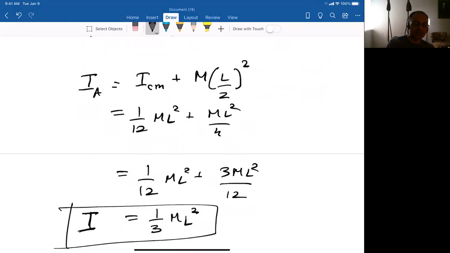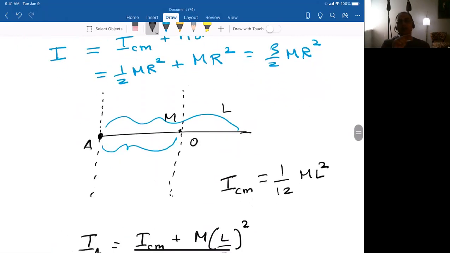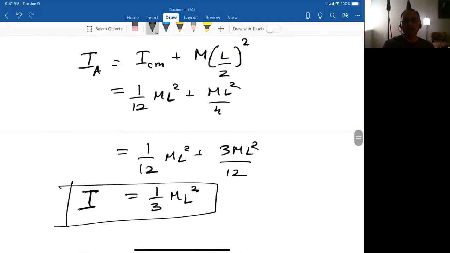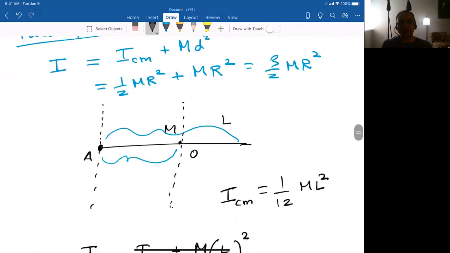The moment of inertia of a thin rod about an axis which passes through one end of the rod and is perpendicular to the rod is given by 1/3 ml square. And the moment of inertia of a rod about an axis which passes through the center of the rod and perpendicular to the rod is given by 1/12 ml square. That makes sense? So the 1/3 ml square just comes from applying the parallel axis theorem. Is that clear to all of you?